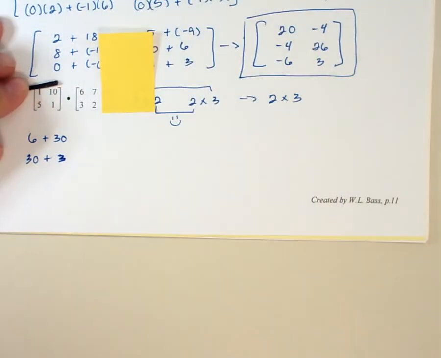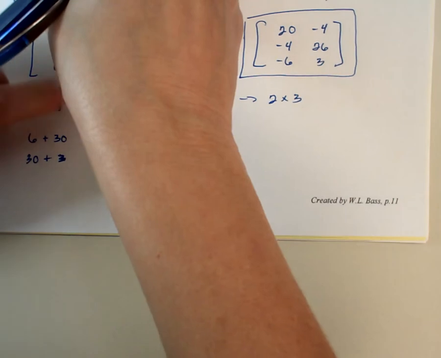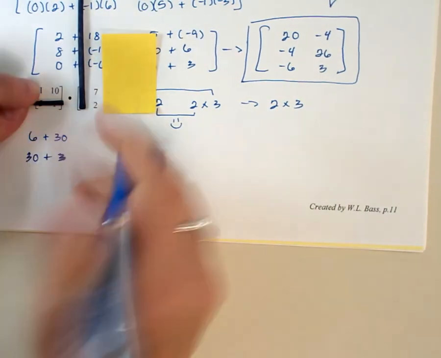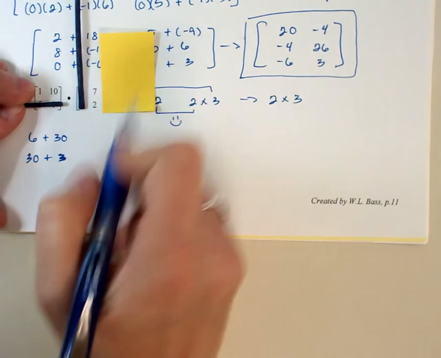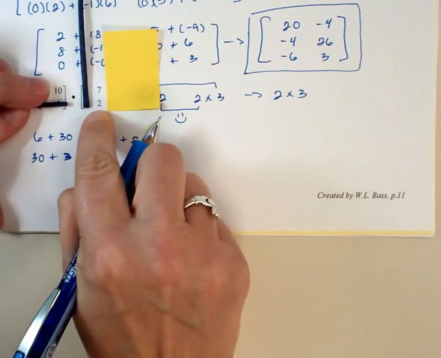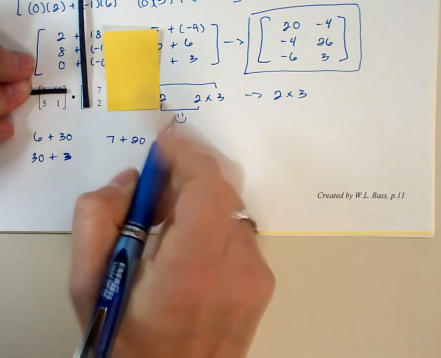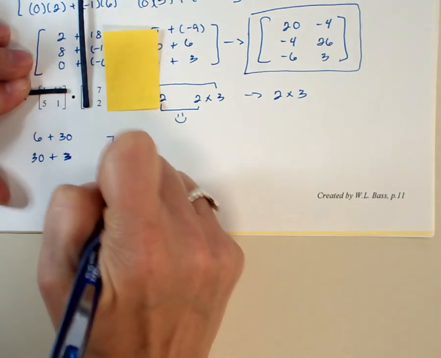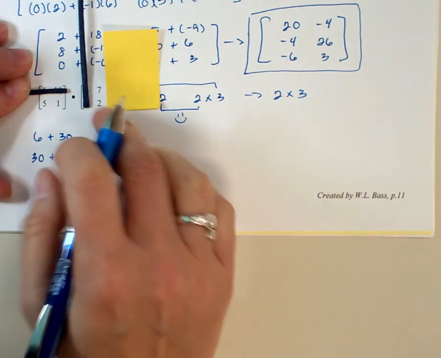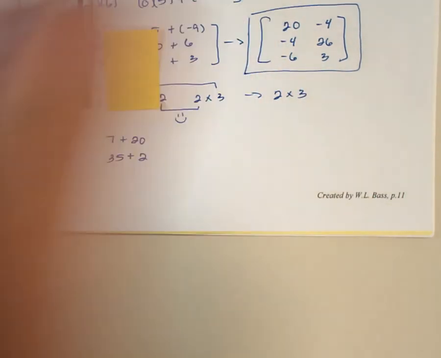I'm going to move on to my next column and go back to the first row. So now I'm on the second column. 1 times 7 is 7, and I'm going to add that to the 20 for the 10 times 2. Then I'm going to have 35, and I'm going to add that to a 2.